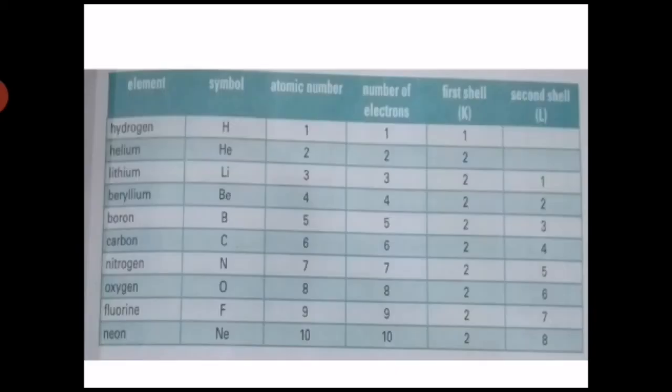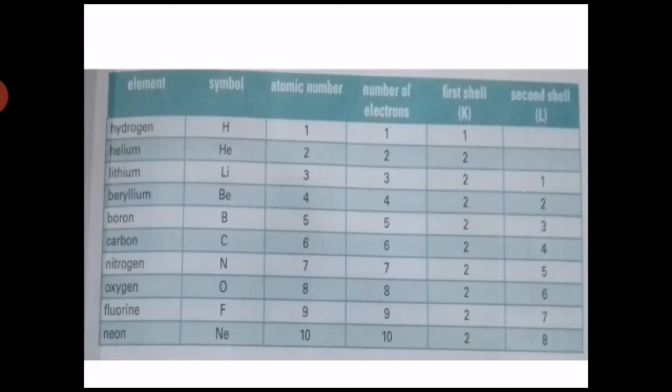The table shows how the electrons are arranged for the first 10 elements. In this table, the atomic number, number of electrons, first shell, second shell, and the symbol of the given elements are shown. The first one is hydrogen. Symbol of hydrogen is H. Atomic number 1. Number of electrons 1. First shell contains 1 and second shell is empty.